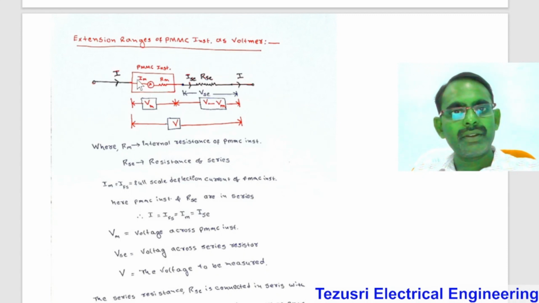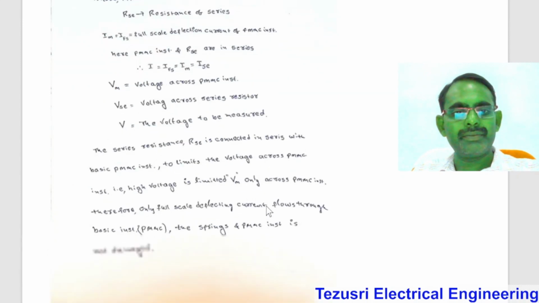Here the current flowing through the basic instrument and the series resistance of the extension is equal because these two are connected in series. Therefore, here I equal to full scale deflection current equal to the current through the series resistance. Vm is the voltage drop across the basic instrument, and VSE is the voltage across the series resistor. V is the voltage to be measured.